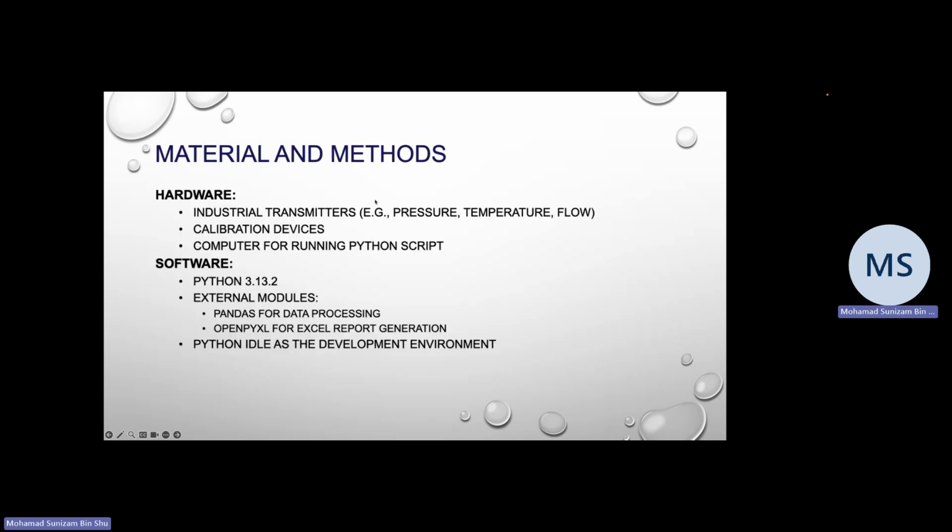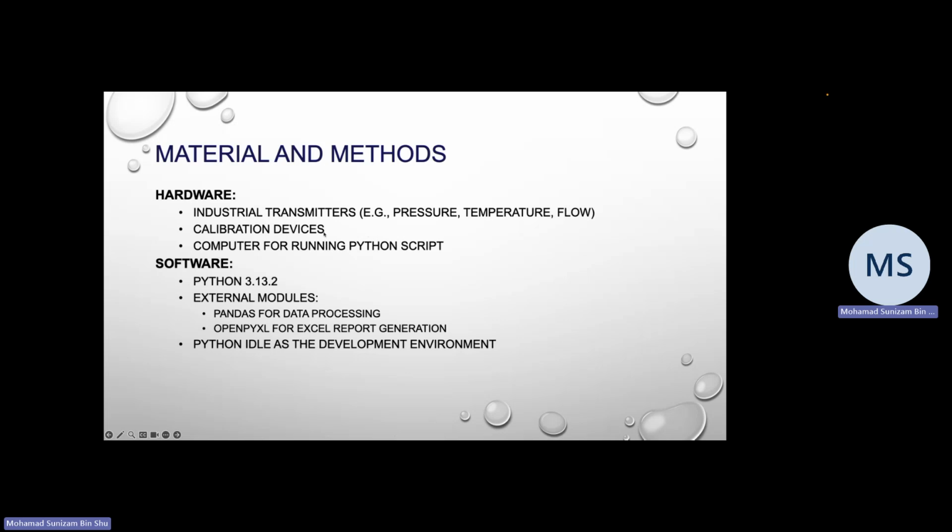So material and methods. The hardware for this project is, number one, installed industrial transmitters, for example pressure, temperature, and flow. Number two, the calibration devices, such as the palm and the decade box. Number three is the computer for running the Python script.